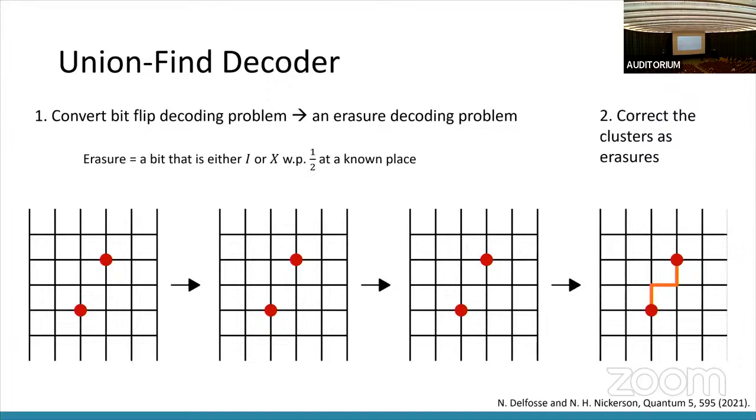Okay, and so lastly, after you've merged all your clusters, you want to correct them as erasures, which means you can just find any correction within the clusters that satisfies the syndrome.